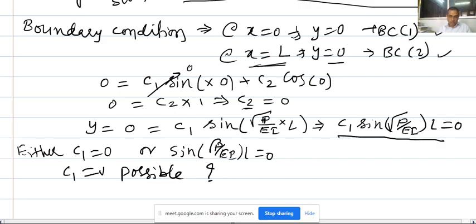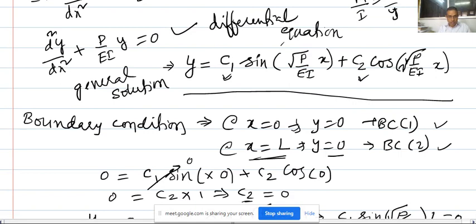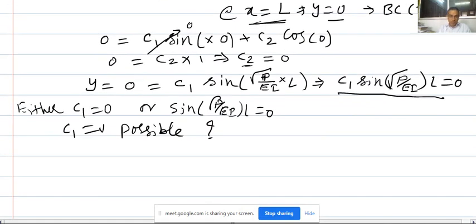If C1 equal to 0, go back to your equation. If this is equal to 0 and we already got that C2 is equal to 0, then what is y? Y must be equal to 0. So if y equal to 0, at all values of x, the y is 0. That means there is no deflection. That means there is no buckling. So the column is straight throughout the length and no buckling, which is not true, because we are discussing the buckling of the column. That means C1 cannot be 0, right?